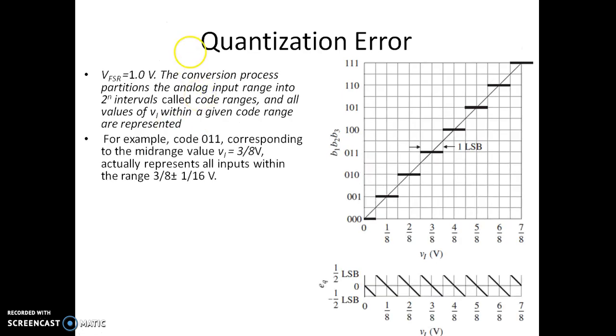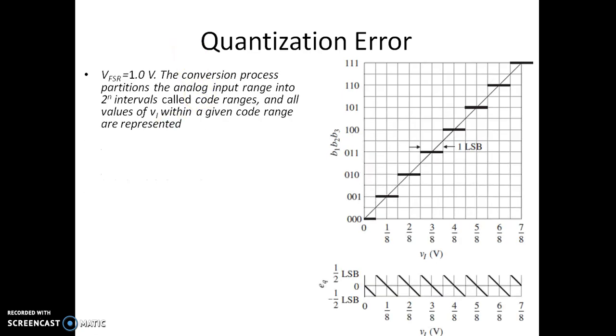Now you can see we define something like quantization error. As you can see here, VFSR is equal to 1 volt. The conversion process partitions the analog input voltage into 2 power n intervals. As it was said earlier, we are dividing the input voltage from 0 to 1 volt into 2 power n intervals. So 2 power n intervals means 8 intervals.